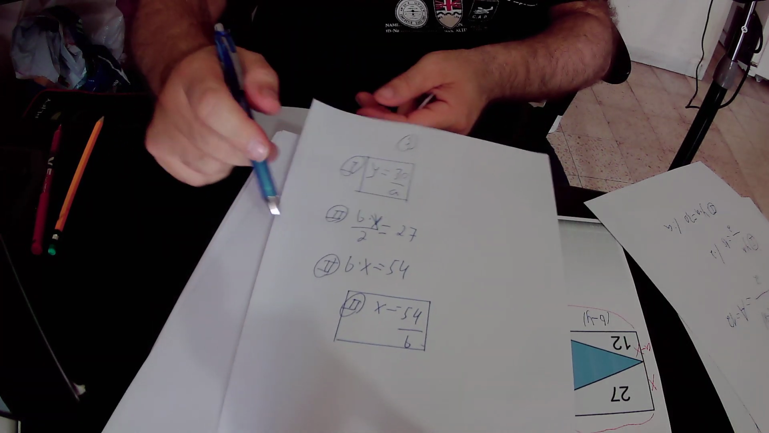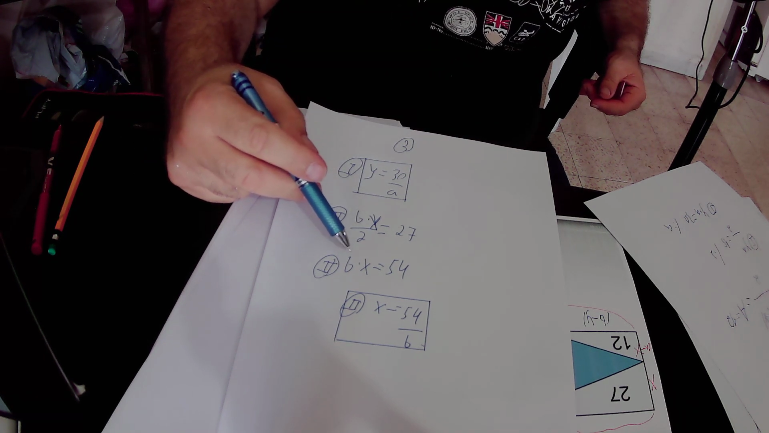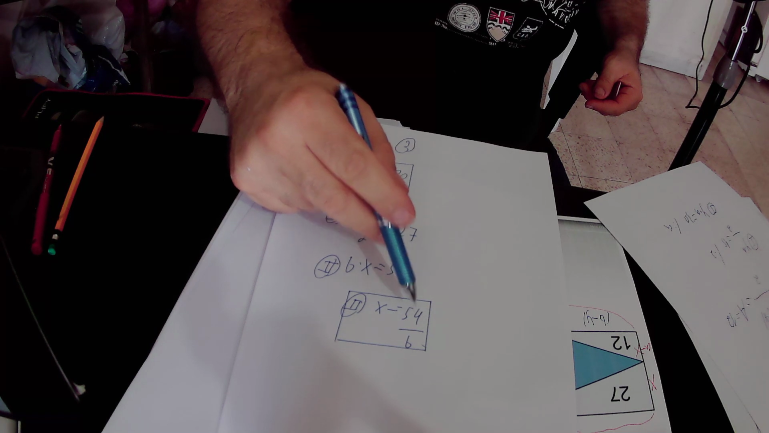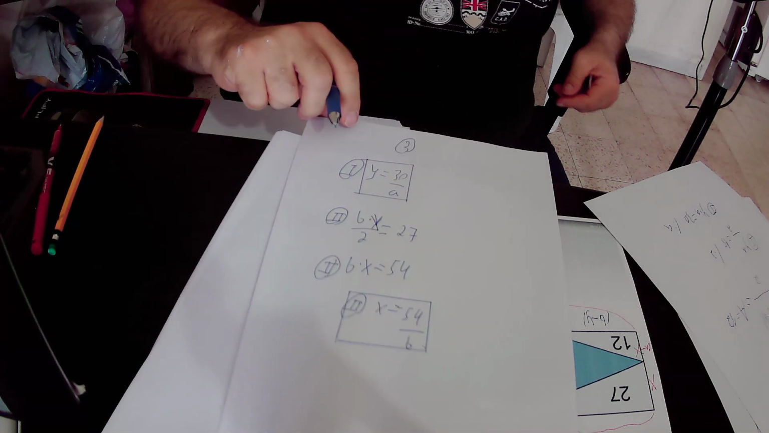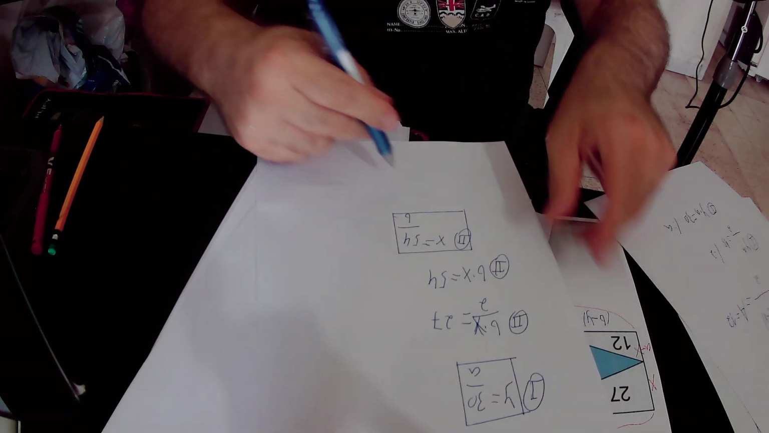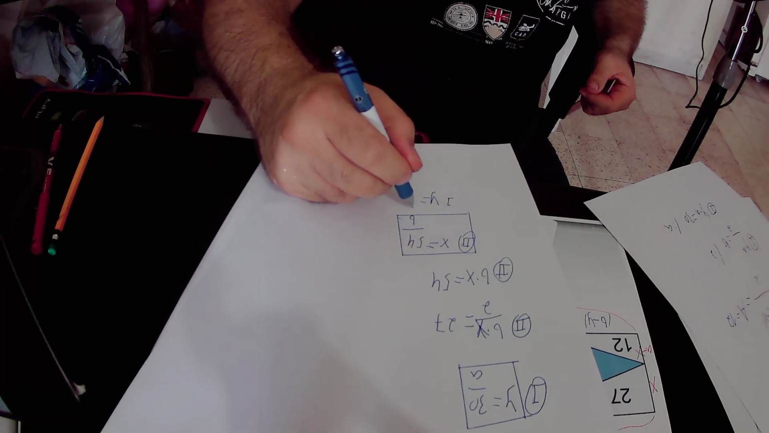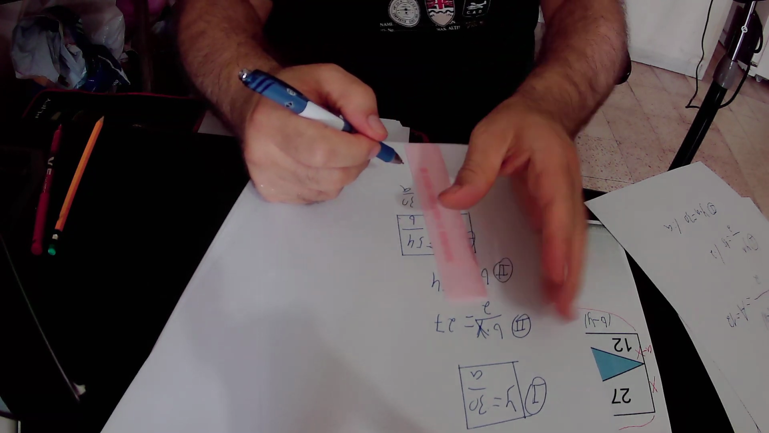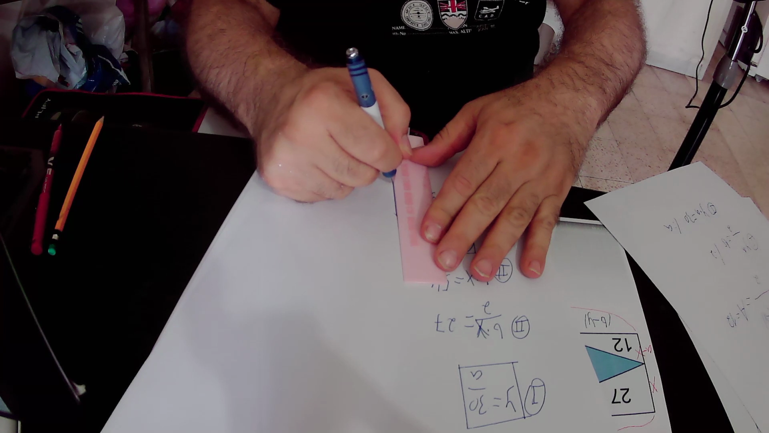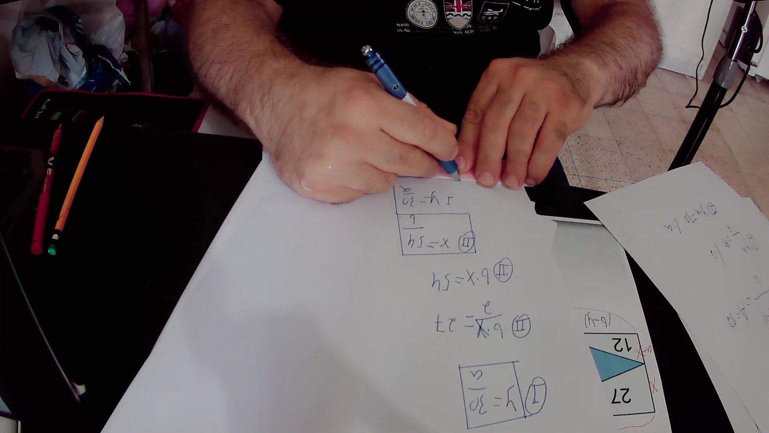Okay, we divided both sides of the equation by b. We got that x equals 54 over b, and y equals 30 over a. So we got x and y out of their equations.